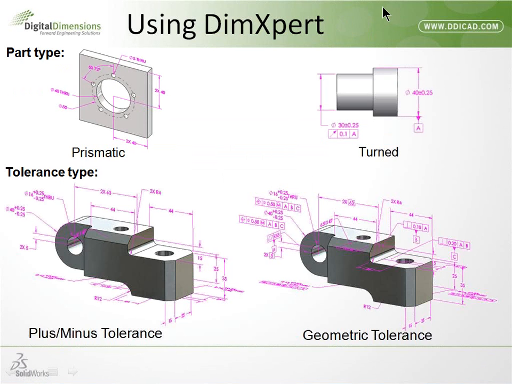Okay, so using DimXpert, the first thing that we need to determine is what part type we're going to be applying this to. Whether it's a prismatic part, this would be things like plates, square parts, or whether your part is a turned part, this would typically be a part that you'd make on a lathe. And then we specify what tolerance type we want to control with the DimXpert, whether it's plus or minus tolerance or a geometric tolerance. Again, the primary difference between the two: a plus-minus tolerance is going to give you a square tolerance zone. Geometric tolerance typically gives you a round tolerance zone. And with that, I'm going to take us over to SOLIDWORKS to share this.